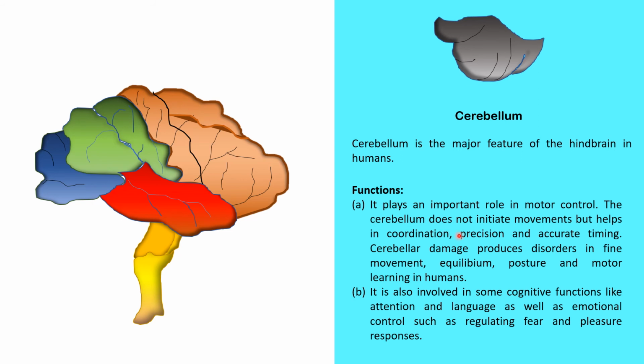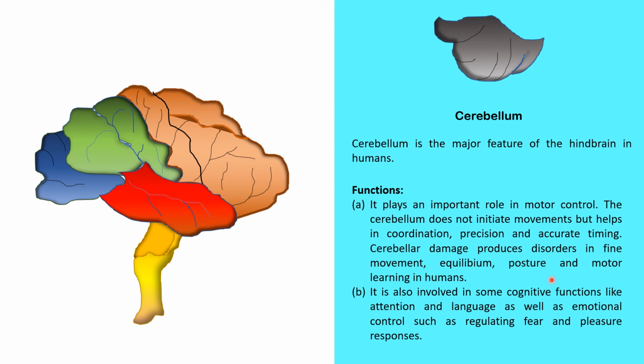The cerebellum does not initiate movement but helps in coordination, precision and accurate timing. That means if you want to grab something with your hand, the timing is totally controlled by, or you are helped by, the cerebellum to do that fine job. Cerebellar damage produces disorders in fine movement, equilibrium, posture, and motor learning of the human. So, these four areas are totally interrupted if there is any problem in the functional status of the cerebellum.